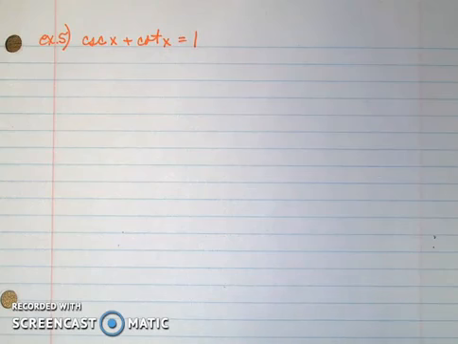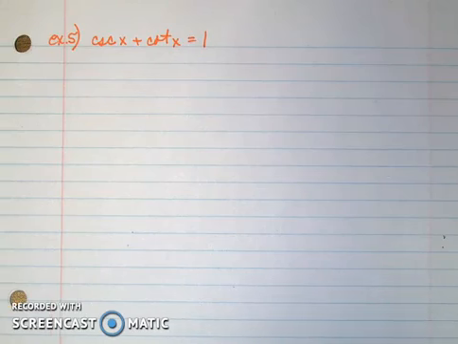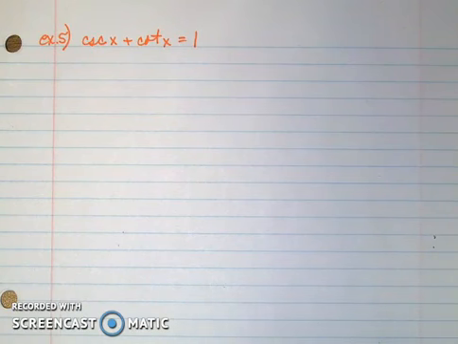Welcome back to part 2. This is lesson 5.3 of solving trig equations. Example 5 says that cosecant x plus cotangent x equals 1.